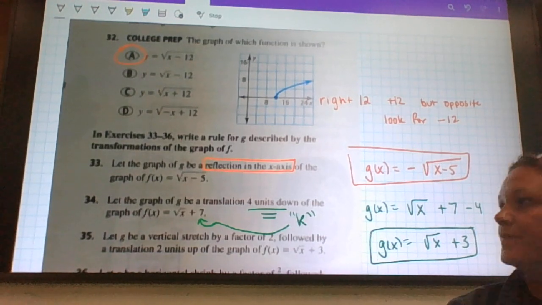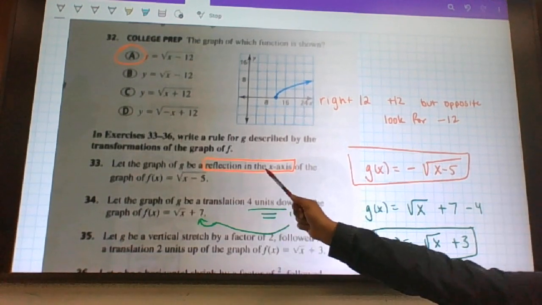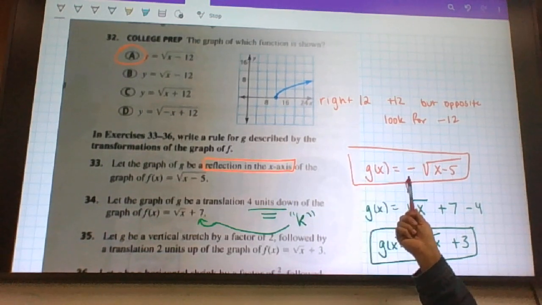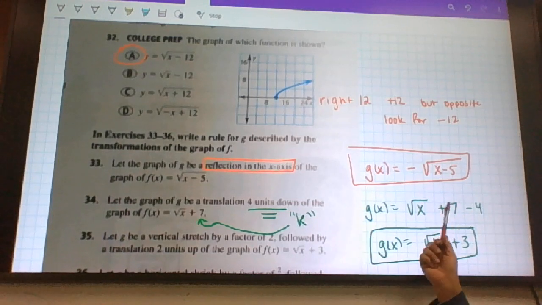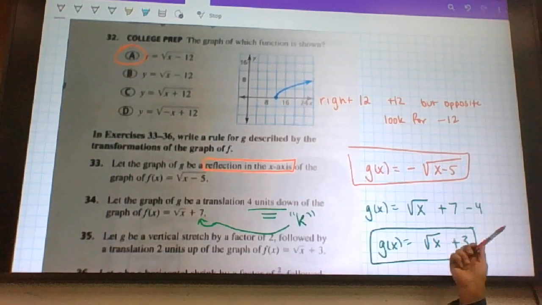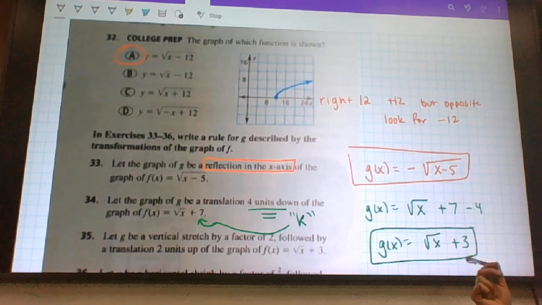Think about it. A reflection across x just means put a negative sign in the front. And 4 units down means take your 7, which is in the k spot, and subtract 4. So I need to see a 3 there. 4 units down leaves you at 3.